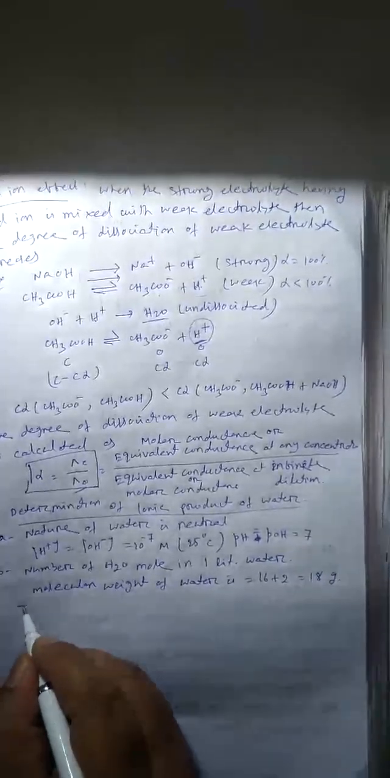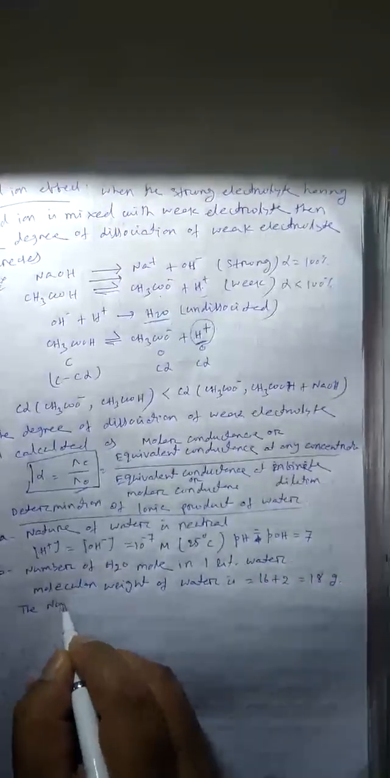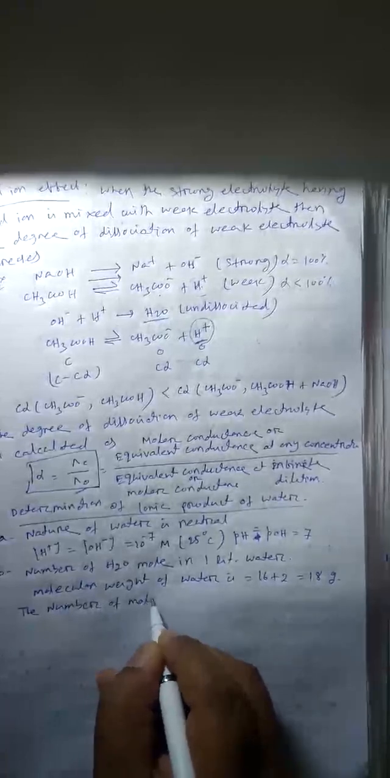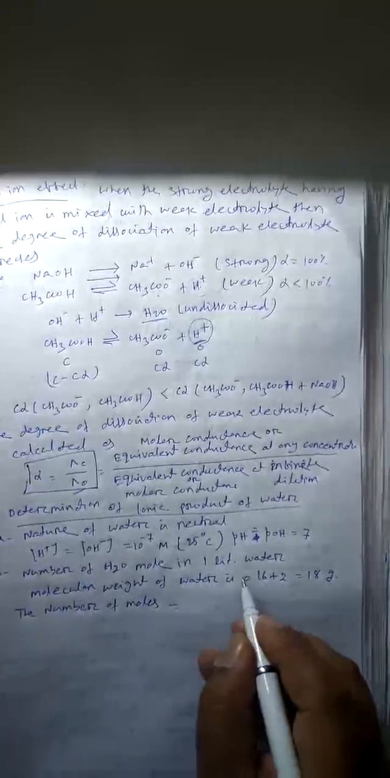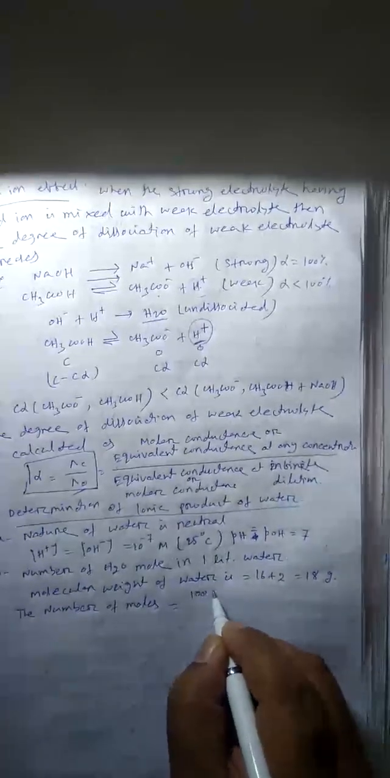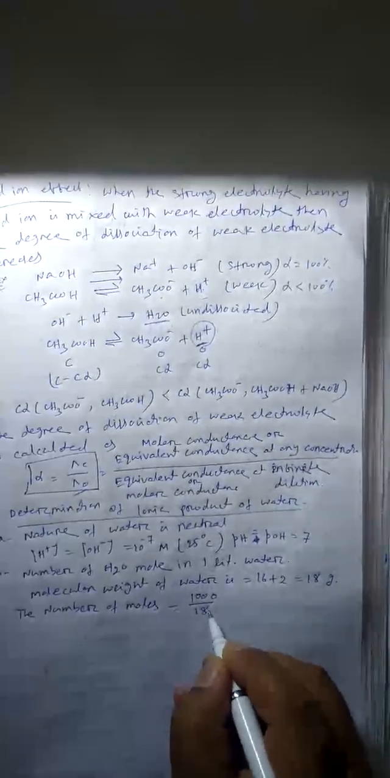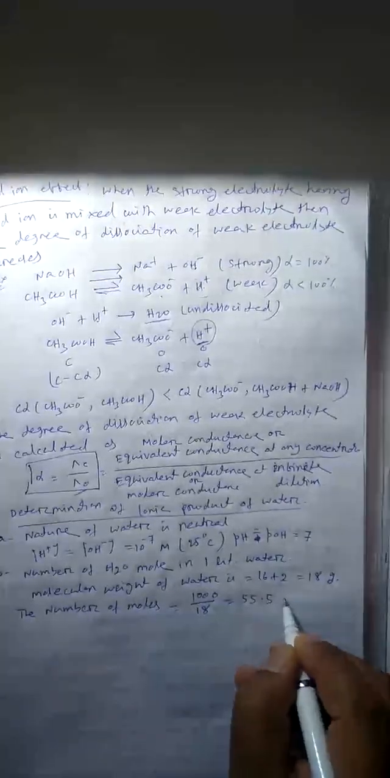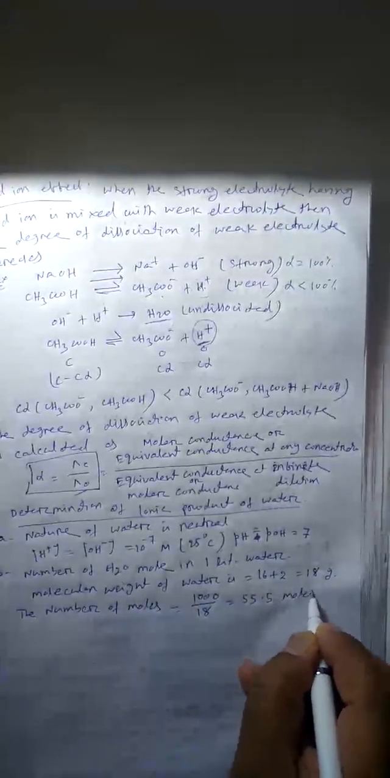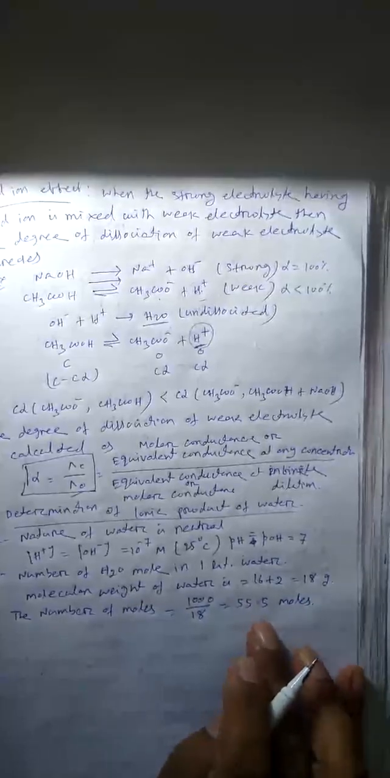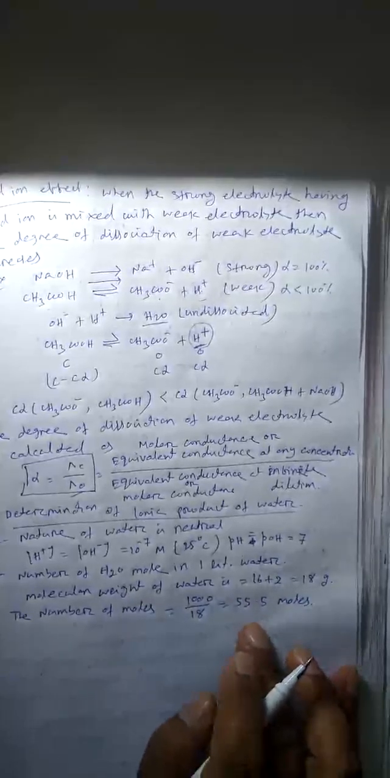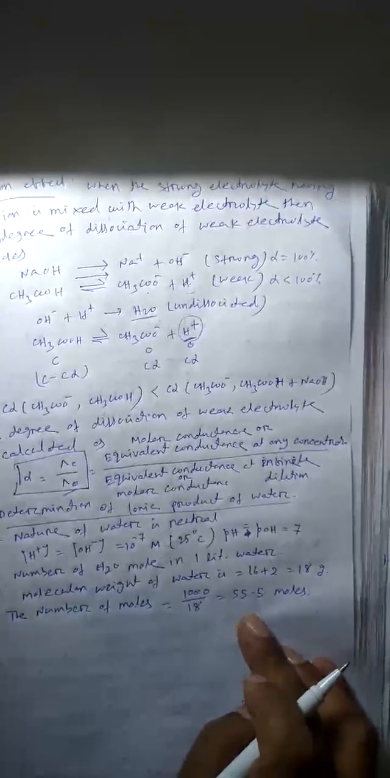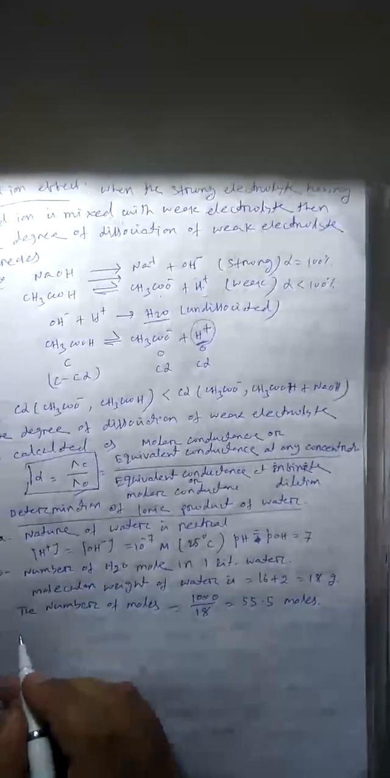So the number of moles of water in 1 liter: 1 liter means 1000 cc, divided by 18. When you divide, it comes to 55.5 moles. This much mole of water is present in 1 liter of water. That means when you drink 1 liter of water, you drink 55.5 moles of water.